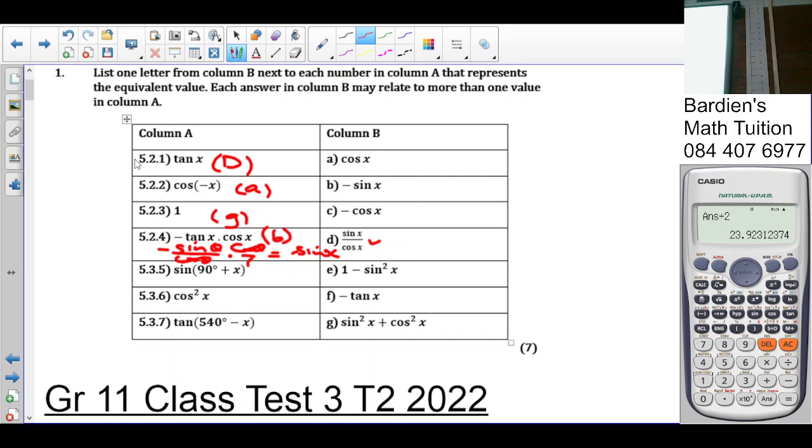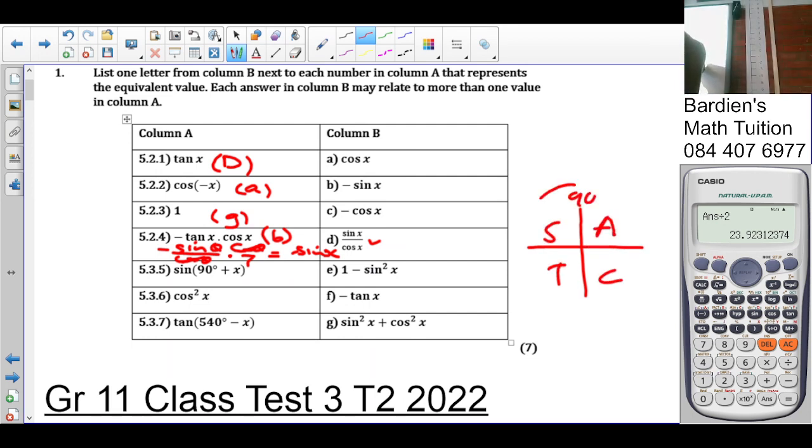Number 5. Sine of 90 plus x takes you into the second quadrant. Many of you got this one wrong, surprisingly. 90 plus x is in the second quadrant. Is sine positive or negative in this quadrant? Although it changes to cos. So the answer is A. Many of you wrote there. Cos squared x, we know that cos squared x is equal to 1 minus sine squared x, which makes this answer E.